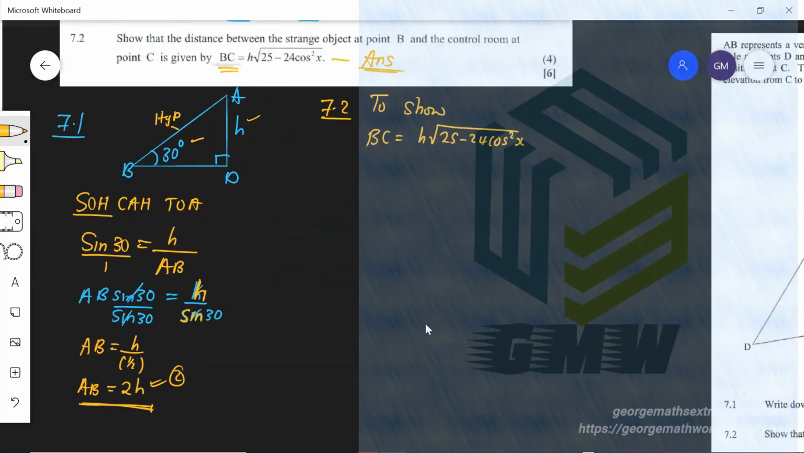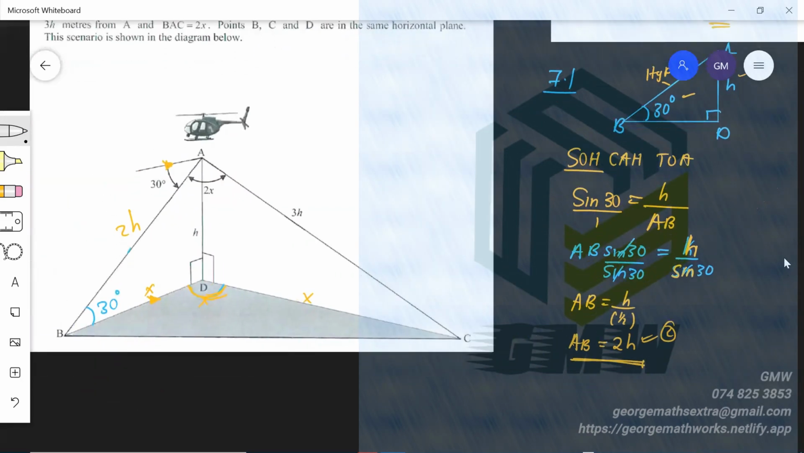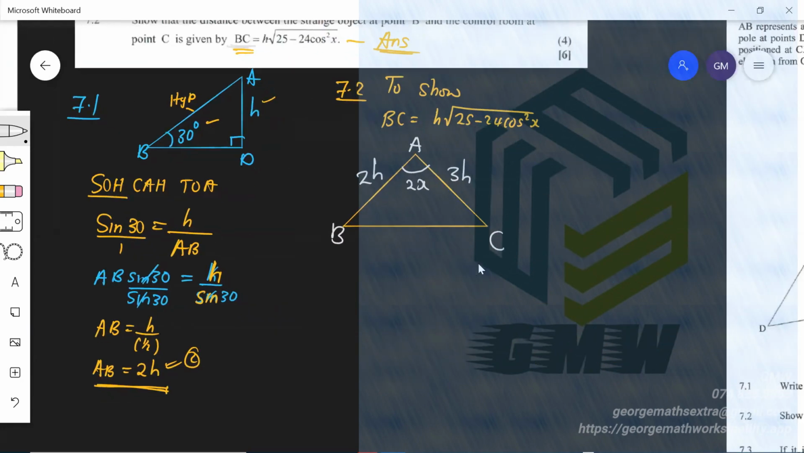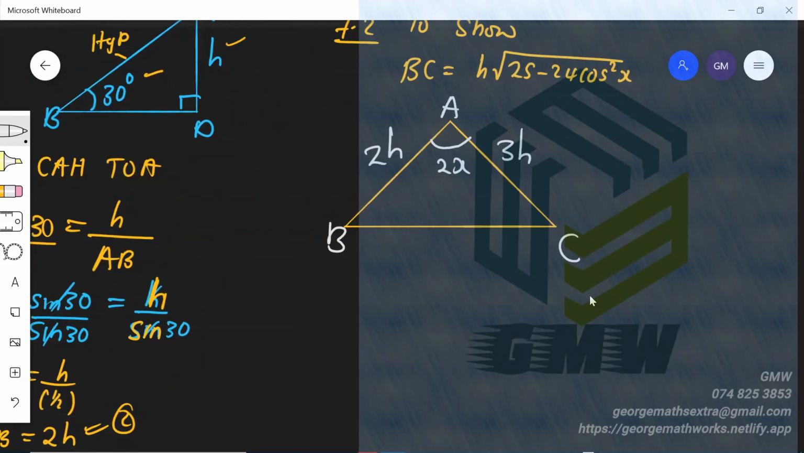So I'm going to draw that triangle down here. I'll have my A, my B, and my C. And we said our AB is 2h and AC is given as 3h and the angle is 2x. That's what I'm extracting from this diagram. With this type of data, it's a non-right angle triangle, isn't it? Now, it means we are choosing between sine rule and cosine rule.